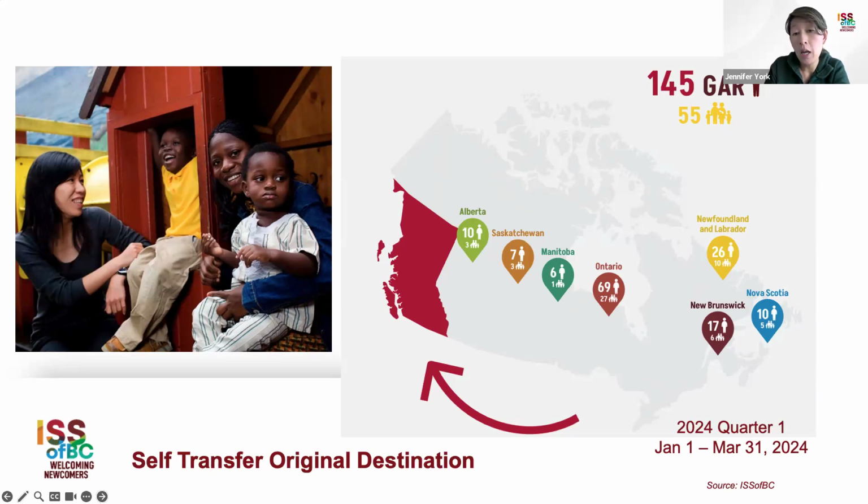So there are government-assisted refugees who are destined to different cities throughout Canada, and within that first quarter, we've had 145 individuals, 55 families who have moved to Metro Vancouver. And we know this because government-assisted refugees have about a year's support from the time they arrive, and so they would often be in contact with us during that first year. Most people are moving to Metro Vancouver within the first year.